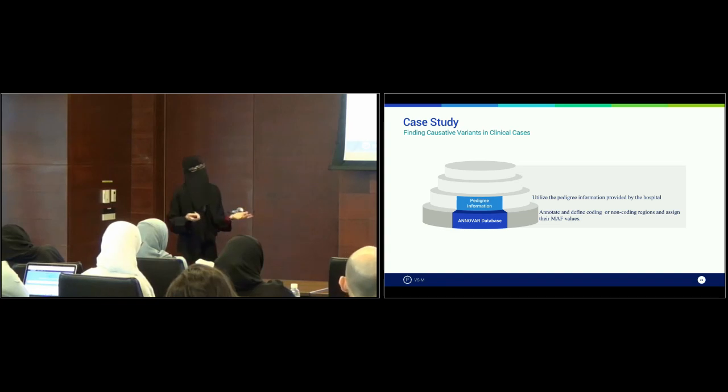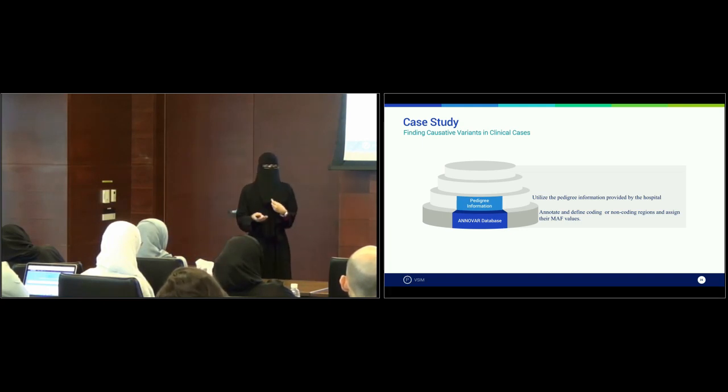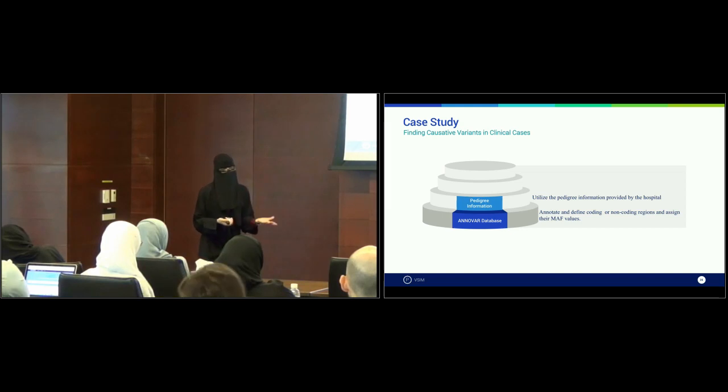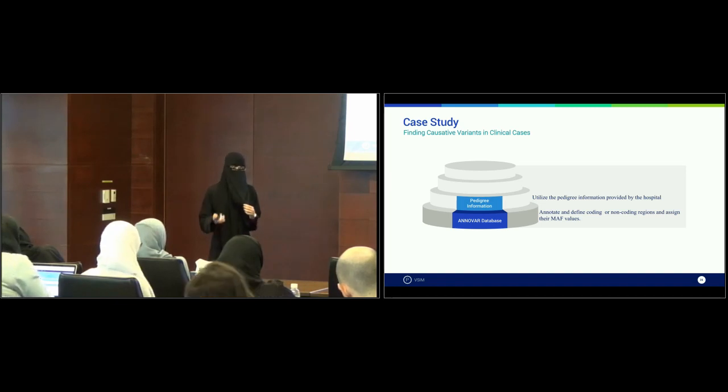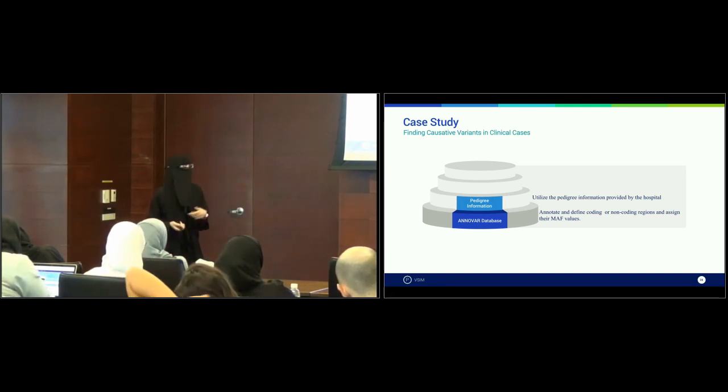For example, in one family, both mother and father are not affected, but their children have the same or different diseases. So in this case, we consider that the variant will be recessive in both parents. In other cases, one of the parents is affected and their children are also affected, but not with the same diseases. So we need to consider the recessive or the dominant case.